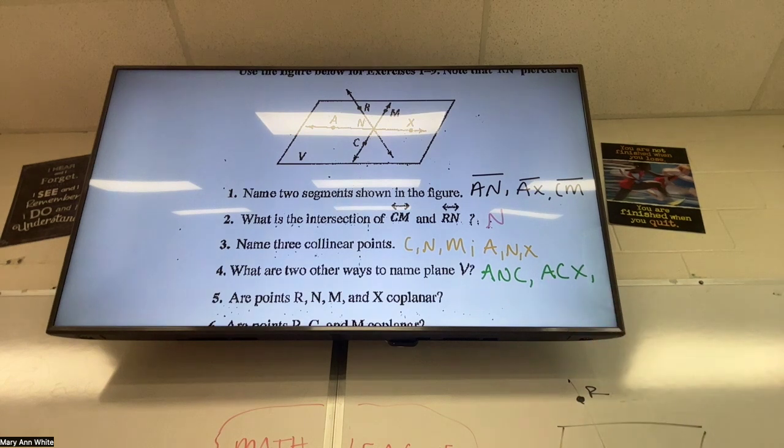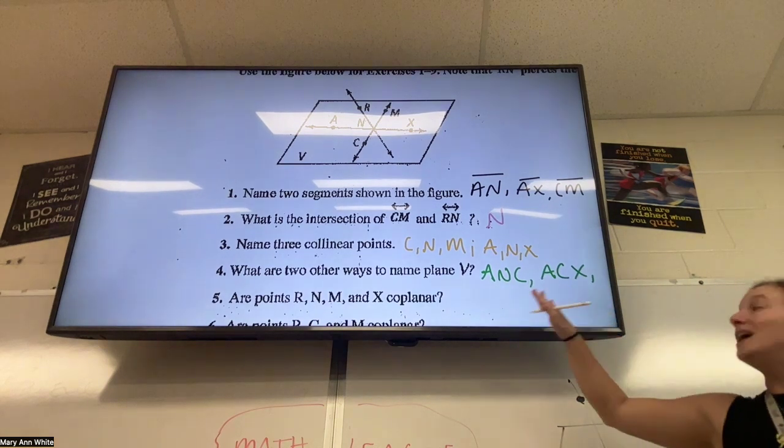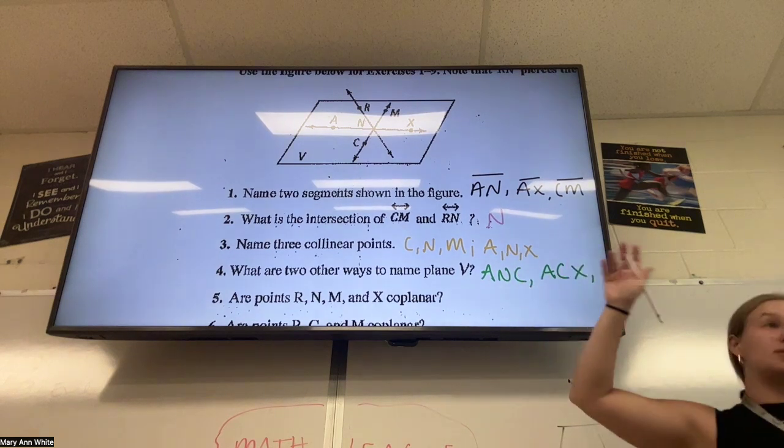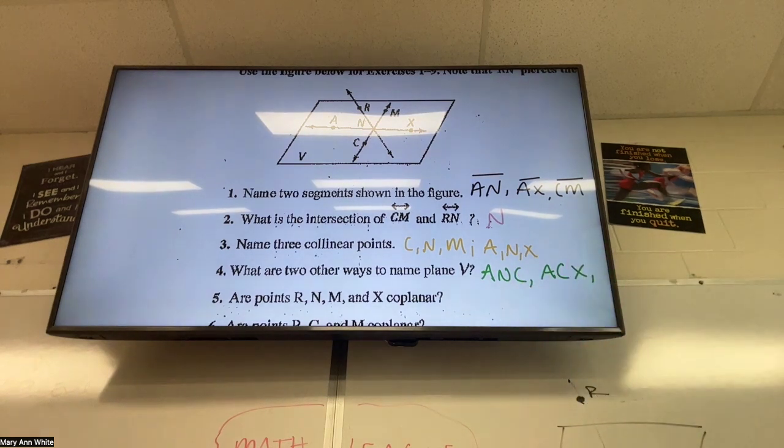Does anyone know what's special about these sets of points? A and C are all something, and A, C, X are all something. Gracie, do you think you know? Oh, no, sorry. I didn't want to, sorry.